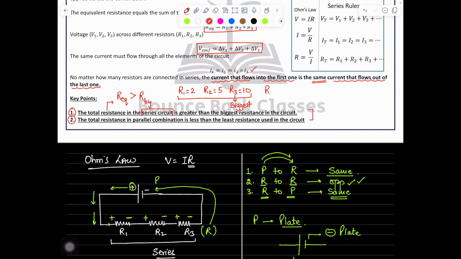Okay, what should be the R equivalent? R1 plus R2 plus R3. So 2 plus 5 plus 10, which is equals to 17. So can I simply say R equivalent is greater than R biggest? 17 is greater than 10. Yes or no? Clear? Are you sure?